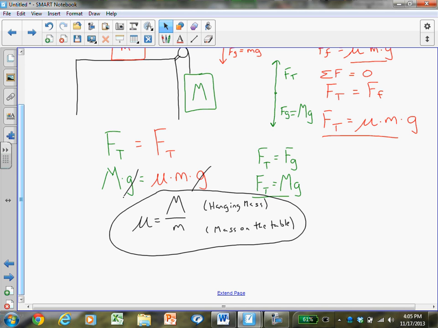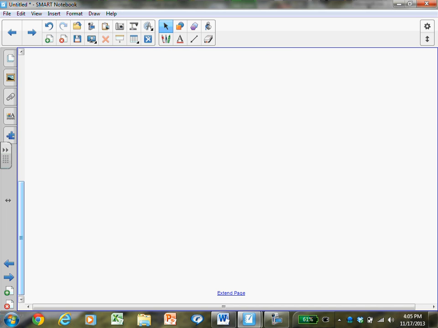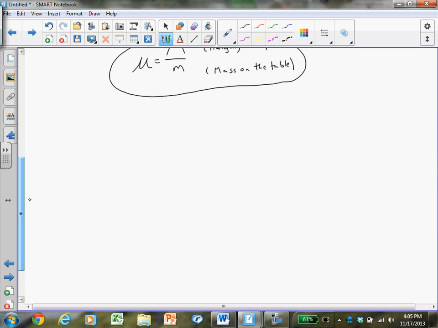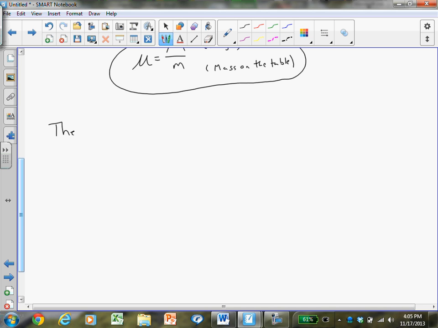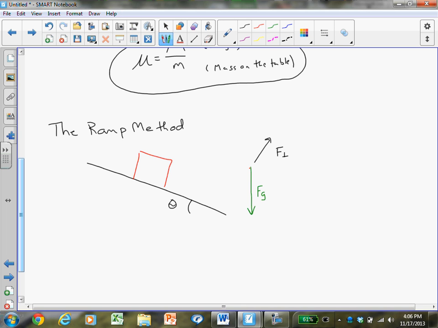Another way is the ramp method. And in the ramp method, we'll use, again, free body diagrams. So sitting on a ramp, angled at theta, we have a block, okay? And if we think of the forces on that, well, we would have our Fg downward, that way. We'd have F perpendicular, and we're going to raise the ramp until it moves.